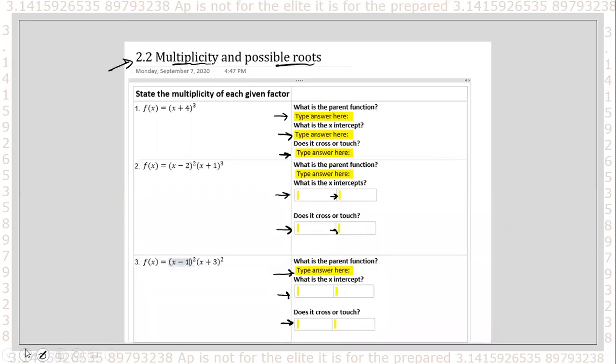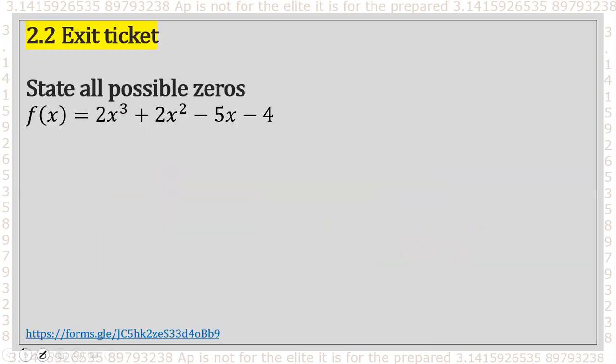Okay, so the homework is already delivered to your notebook, and that is 2.2. And friendly reminder, all you have to do is type the solution, unless you are going to go ahead and upload an image, which I'll gladly accept as well. Okay, alrighty, and the exit ticket is on your Google Forms, and that is under the assignment. So go ahead and state all the possible zeros.